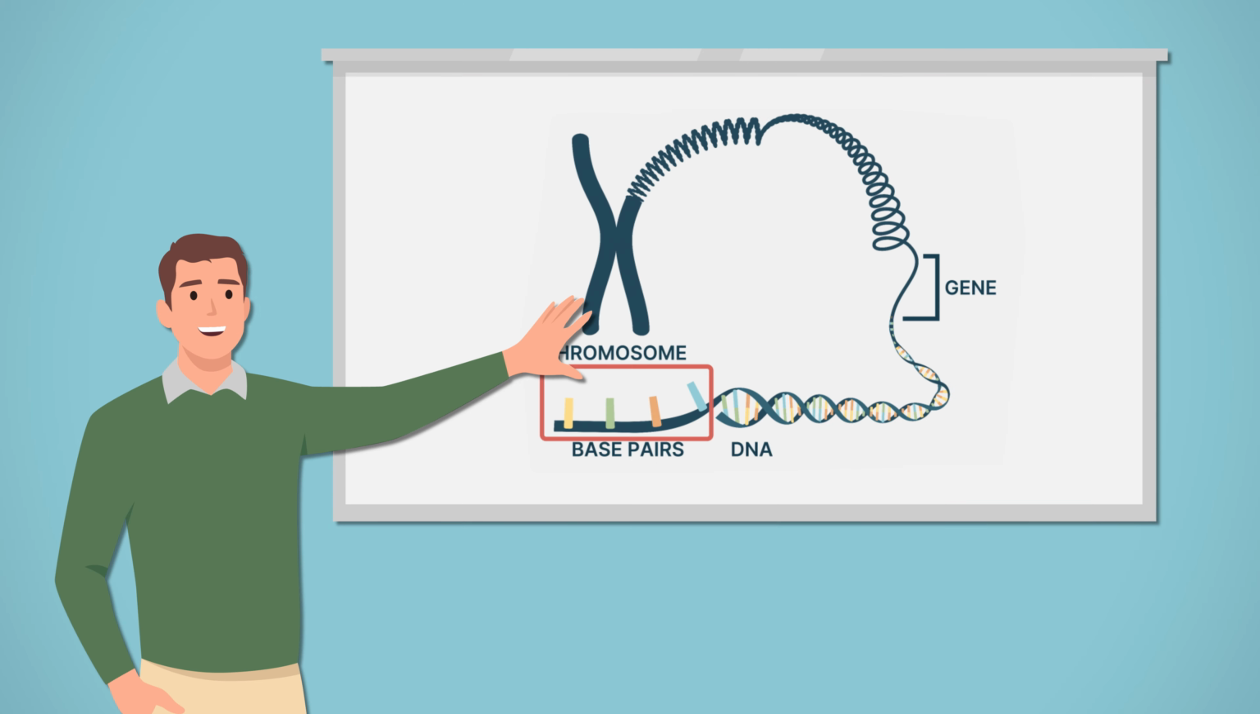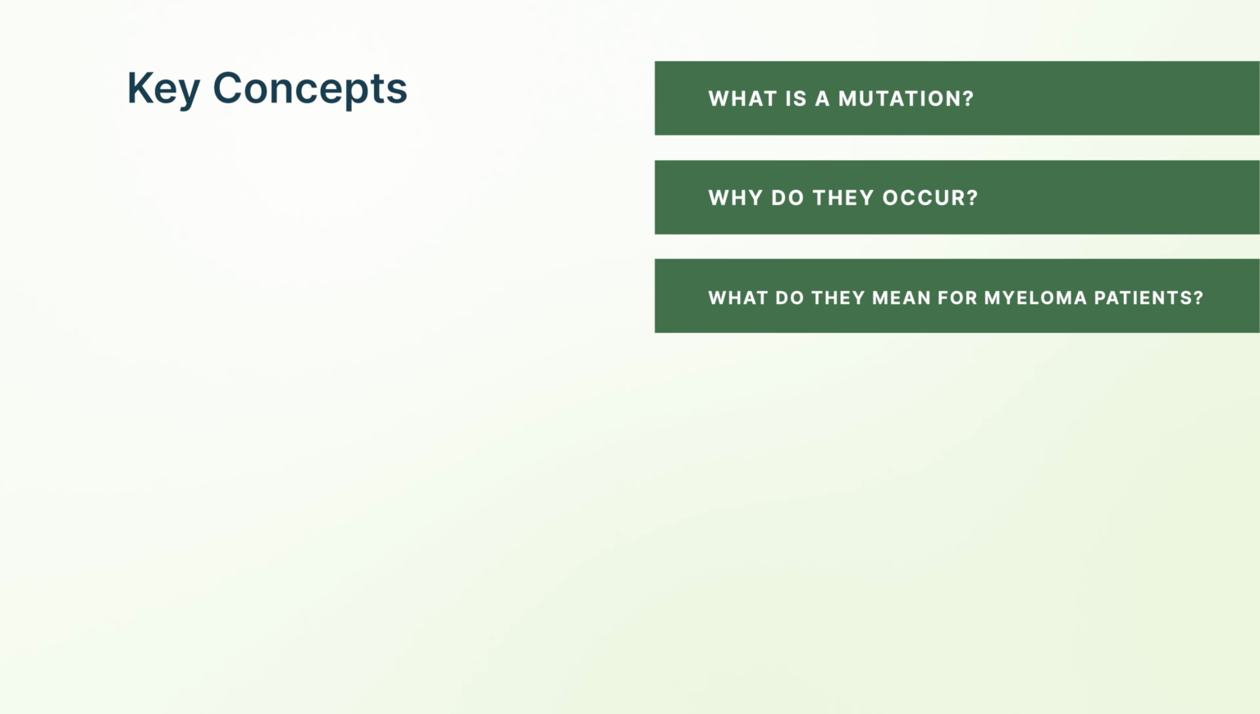In earlier lessons, we discovered how DNA sequences form genes that shape our traits. But what happens when these sequences get mixed up during cell division? In this lesson, we'll dive into the world of DNA mutations, how they occur, and what they mean for myeloma patients. What is a mutation?